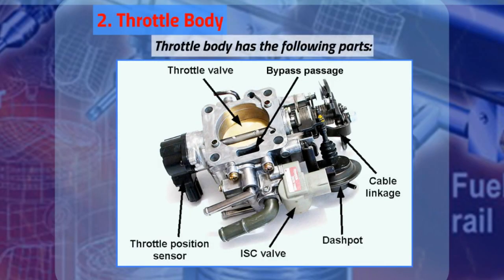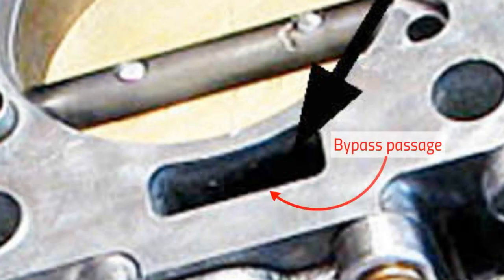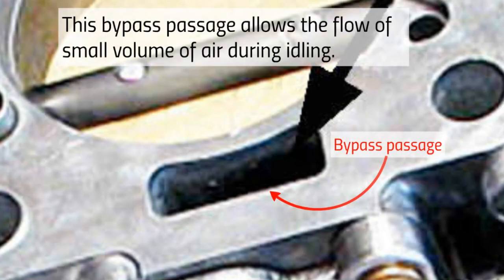Throttle body. The throttle body has the following parts: throttle valve, bypass passage, throttle position sensor, ISC valve, dashpot, cable linkage. The throttle body has a throttle valve, and it controls the intake air volume during normal engine operation. Bypass passage. This bypass passage allows the flow of a small volume of air during idling.